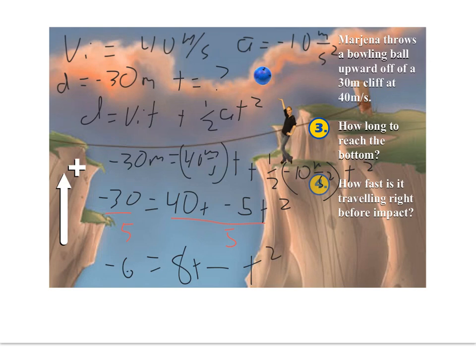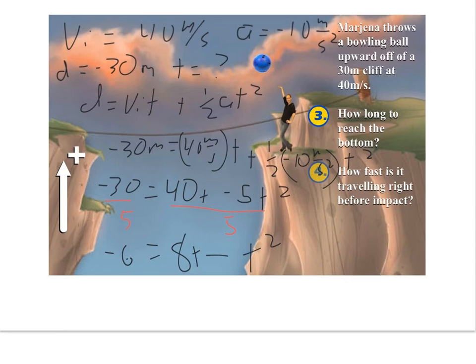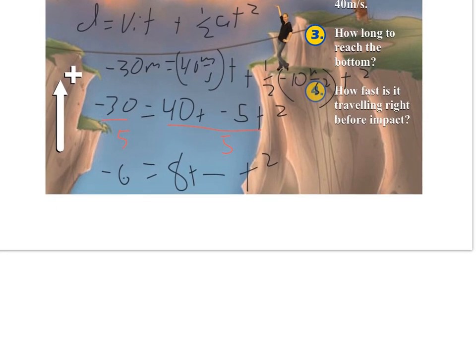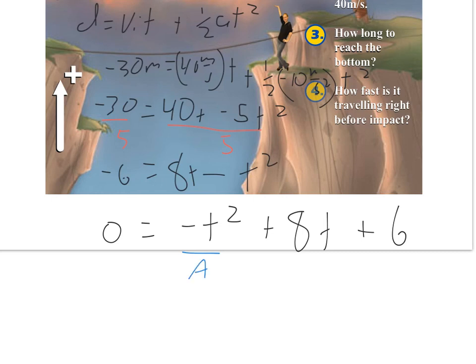And some of you already know where this is going. I'm going to rewrite this: 0 equals negative t squared plus 8t plus 6. The reason I was able to turn the left side into 0 is by adding 6 to both sides of the equation. I've got a coefficient of negative 1, we'll call that a. The coefficient in front of the t, we'll call that b, and the 6 becomes our letter c, and it is a quadratic.